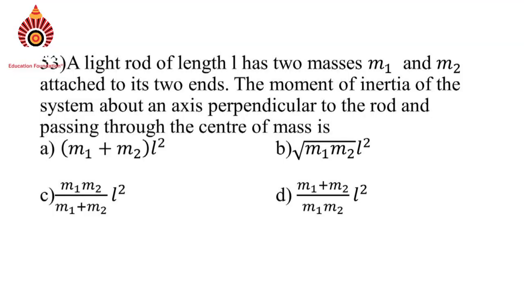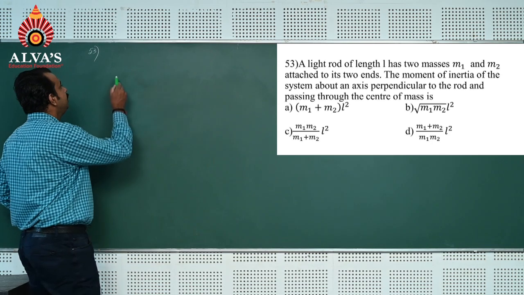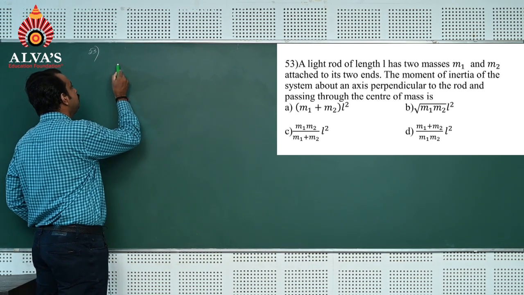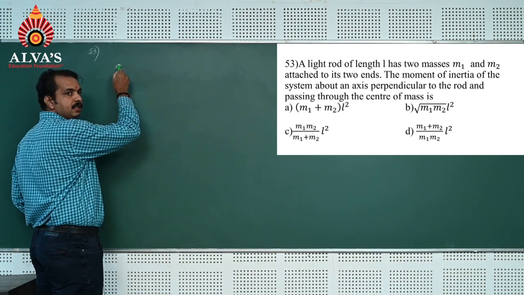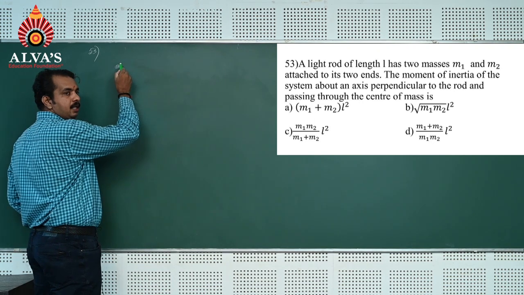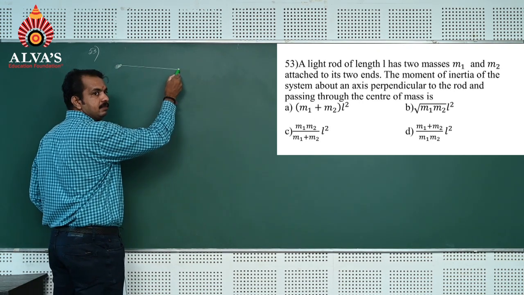Question number 53. A light rod of length L has two masses m1 and m2 attached to its two ends. Moment of inertia of the system about an axis perpendicular to the rod and passing through the center of mass is asked. Here we can just consider 2 point masses connected to the rod.